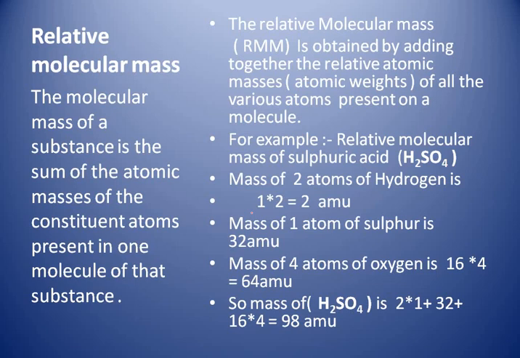Now the relative molecular mass is the sum of the masses of the atoms present in a molecule. What we do in that part is add the atomic masses of the atoms present in a molecule, and there we get the relative molecular mass. Now, for example, how do we calculate the relative molecular mass of sulfuric acid? Look, sulfuric acid, that is H2SO4.